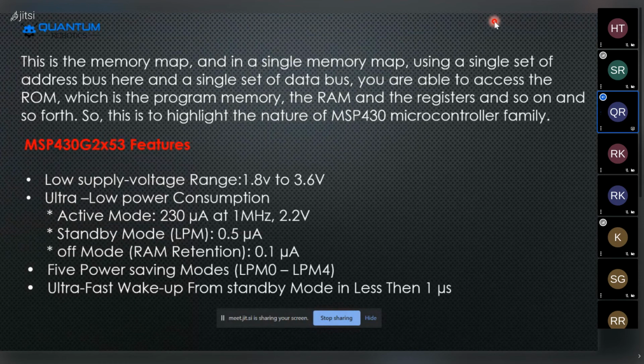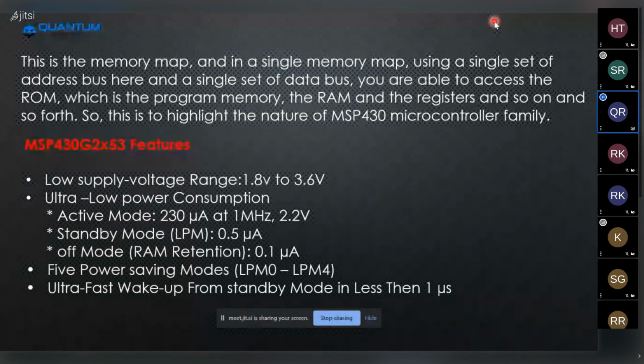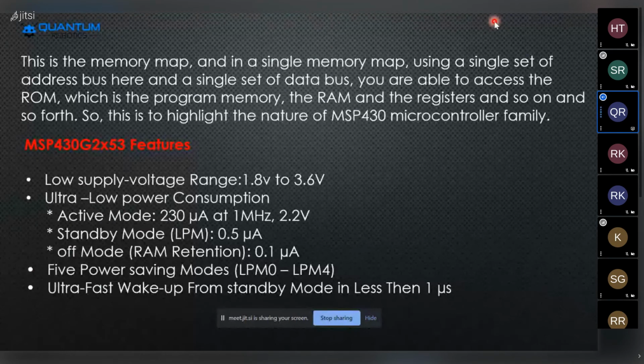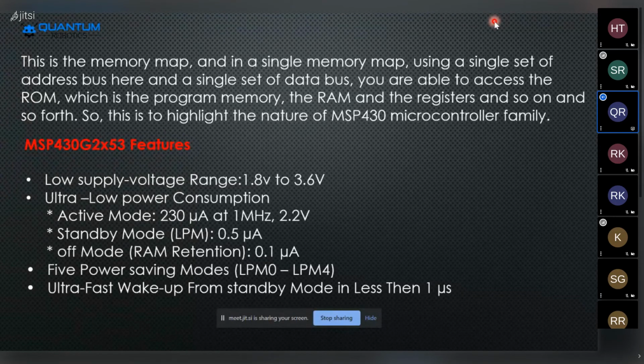And down below we can see the MSP430G2x53 features: low supply voltage range of 1.8 volt to 3.6 volt, and ultra low power consumption. Active mode is 230 microamperes at 1 MHz, 2.2 volt. Standby mode is 0.5 microamperes, and off mode with RAM retention is 0.1 microamperes.